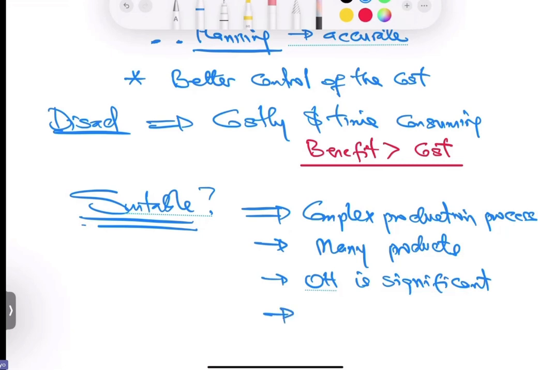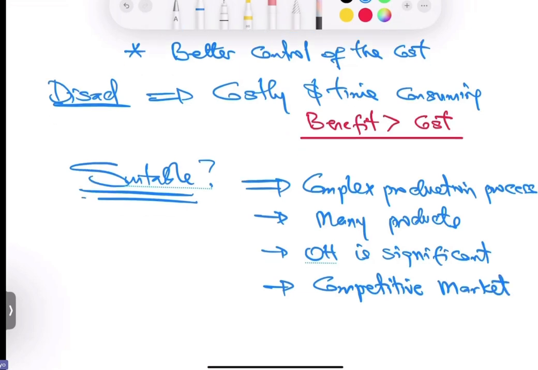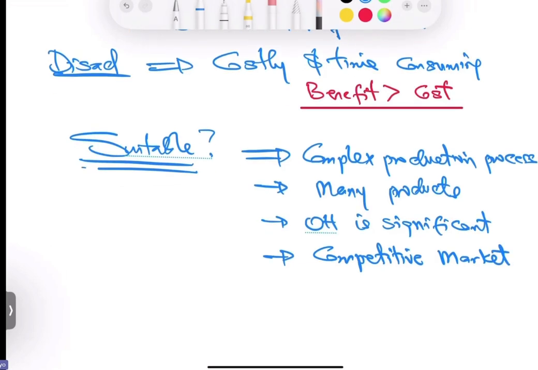There's no point spending time on tiny overhead, right? And also the market is competitive. So we have to ensure that our cost is accurate so that our pricing is not overstated. We cannot afford to overcost the product. If we overcost the product, the pricing will be too much, and our competitors will be selling cheaper than us, and nobody's going to patronize us. As simple as that.